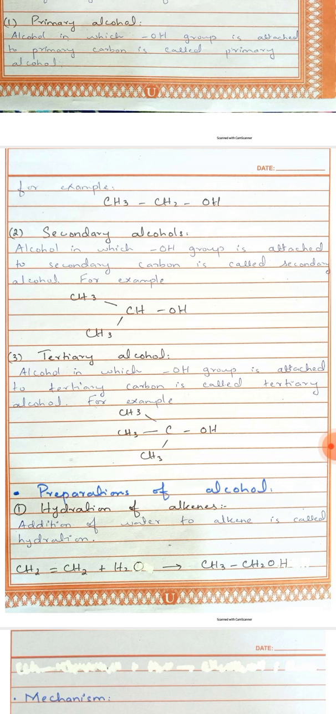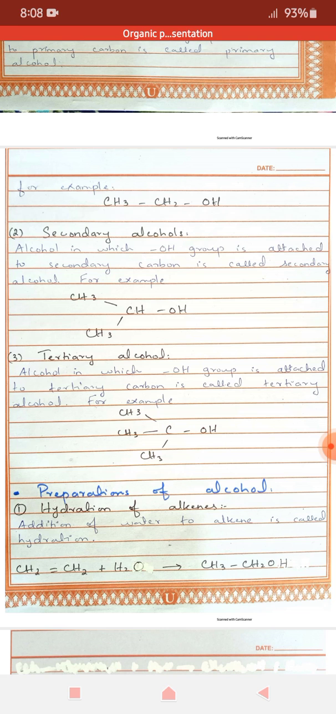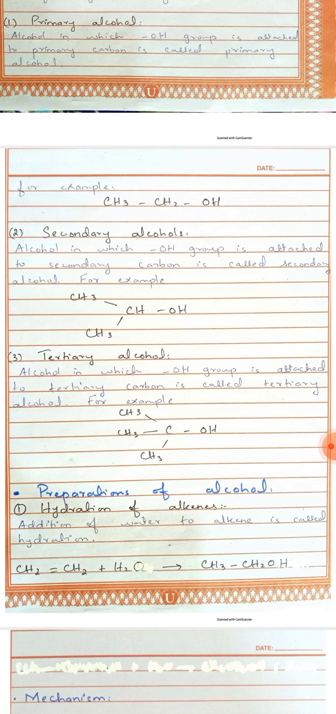And in tertiary alcohol, alcohol in which hydroxyl group is attached to tertiary carbon is called tertiary alcohol. Tertiary carbon is the one which is further attached to three more carbons, as you can see in the example.